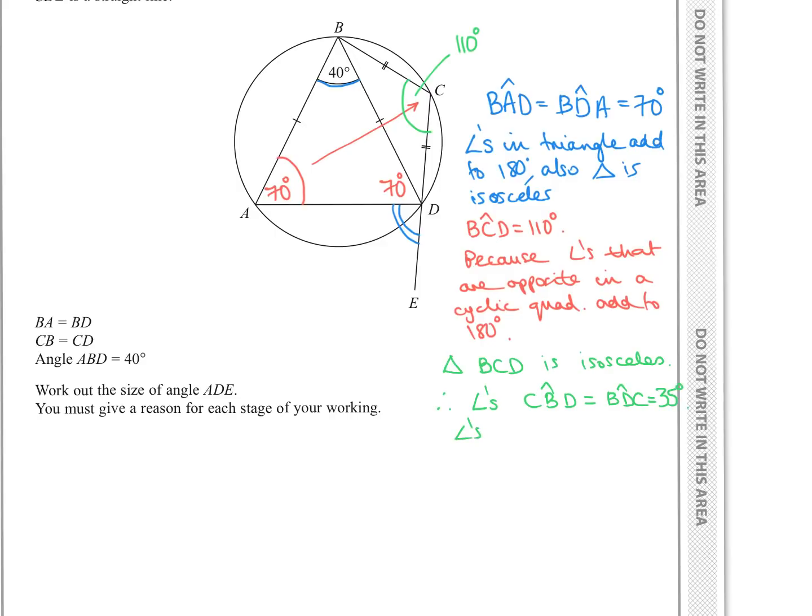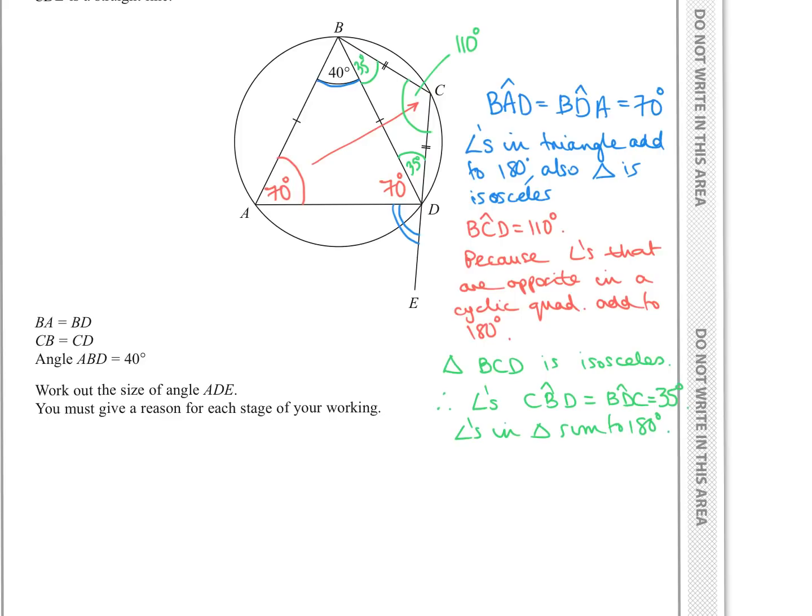And you can say angles in a triangle sum to 180, we use that fact as well. So let's write those in. So we've got 35 here and 35 here.